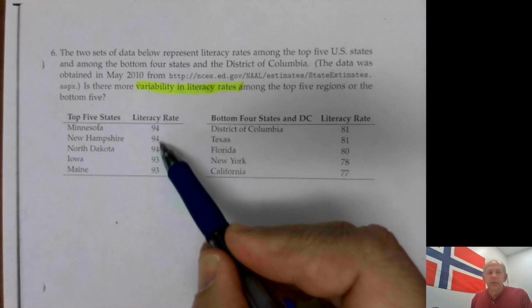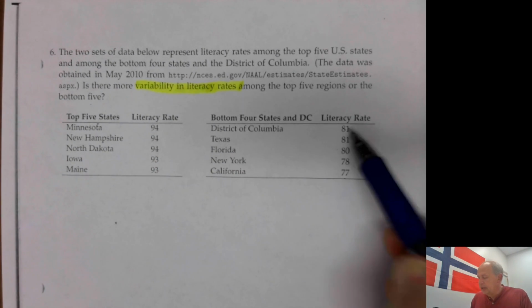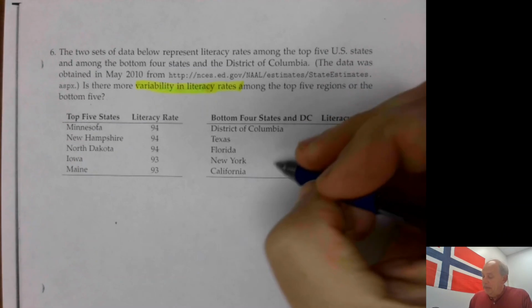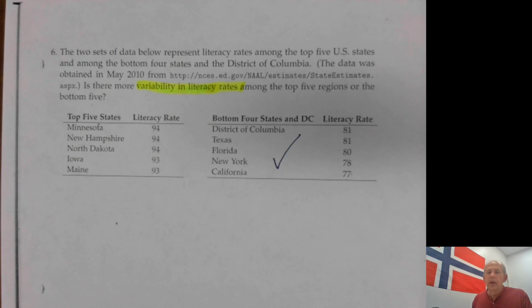This data set goes from 94 to 93, that's pretty tight. This data set goes from 81 to 77, also pretty tight, but not as tight as the first data set. This is where there is more variability in that second set.